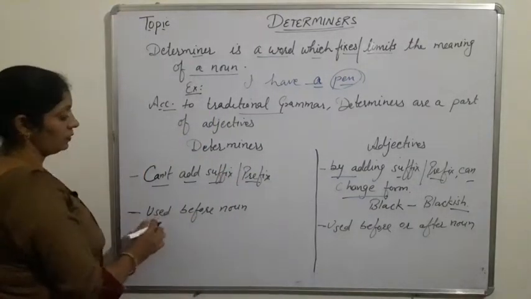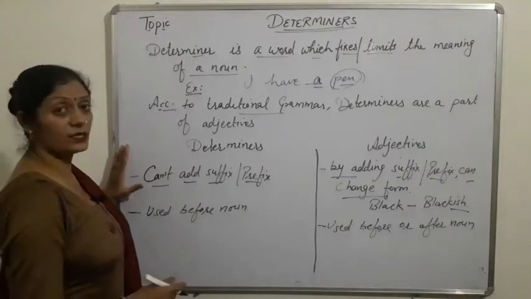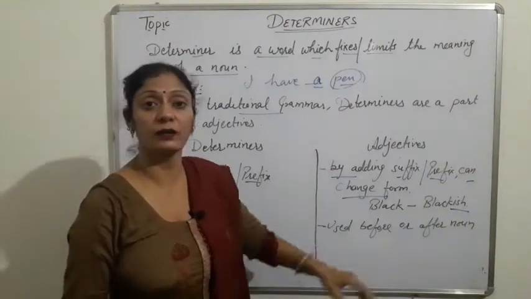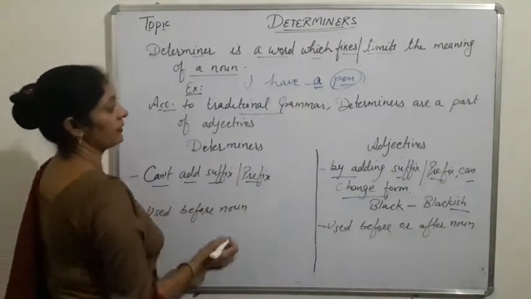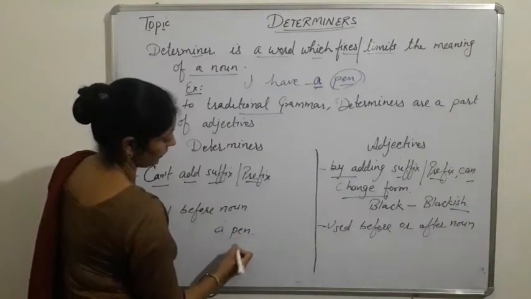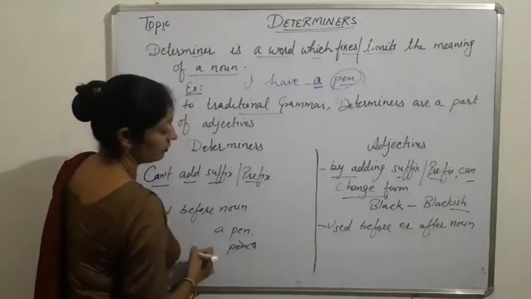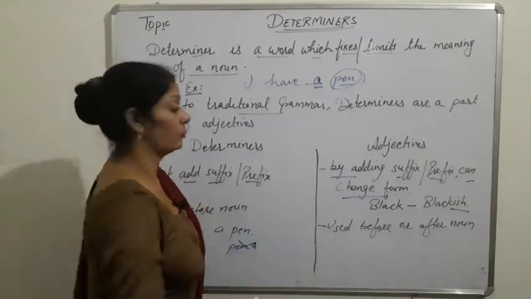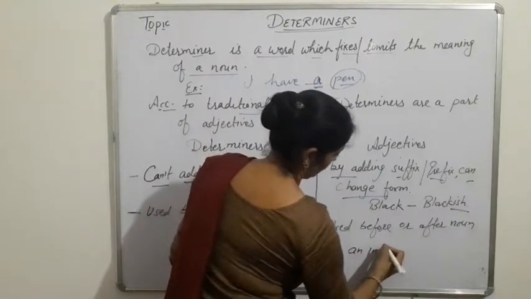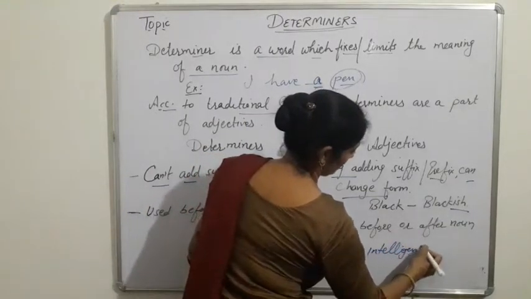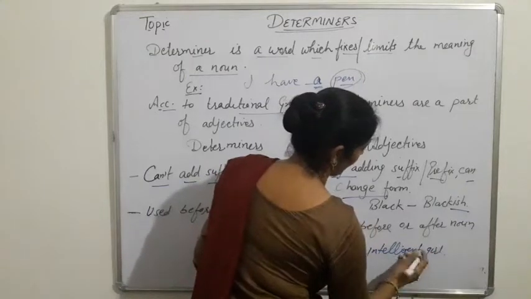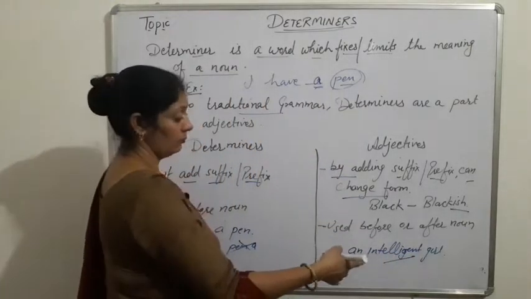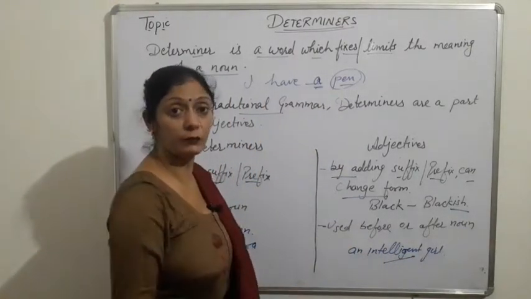Now the next one is use before a noun. Determiners are always used before a noun, but adjectives are used before or after a noun. Suppose we are writing here a pen. We can't write pen a. This one is wrong. But adjectives are used before or after a noun. An intelligent girl. And when we use two or more adjectives, mostly we prefer to write them after the noun.